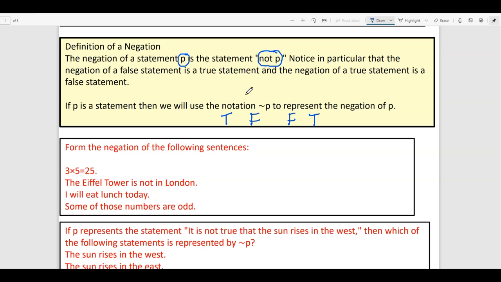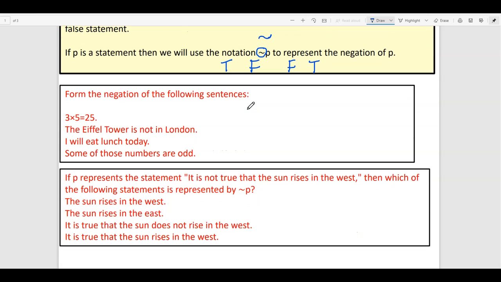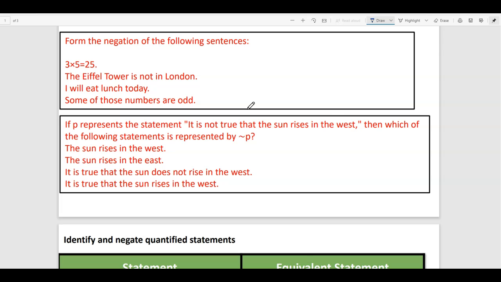And how do you represent a negation? You either say not or you put something like this, which is called a tilde. So this is a notation for your negation. All right. Now let's go ahead and look at the examples. Form the negation of the following sentences. 3 times 5 is 25. So I'm going to say 3 times 5 is not 25. The Eiffel Tower is not in London. The Eiffel Tower is in London.